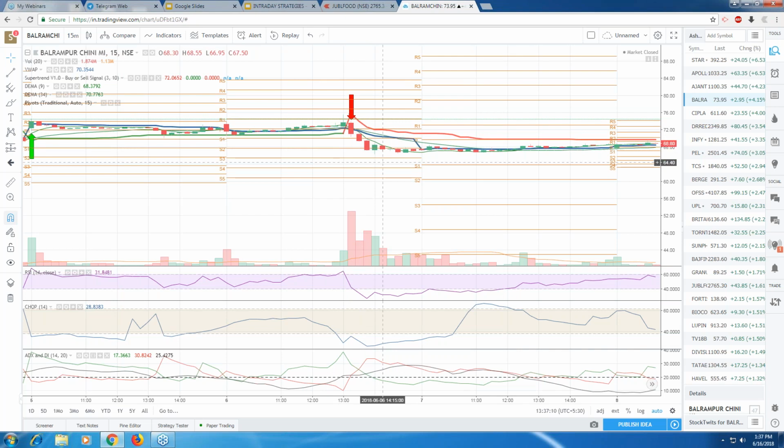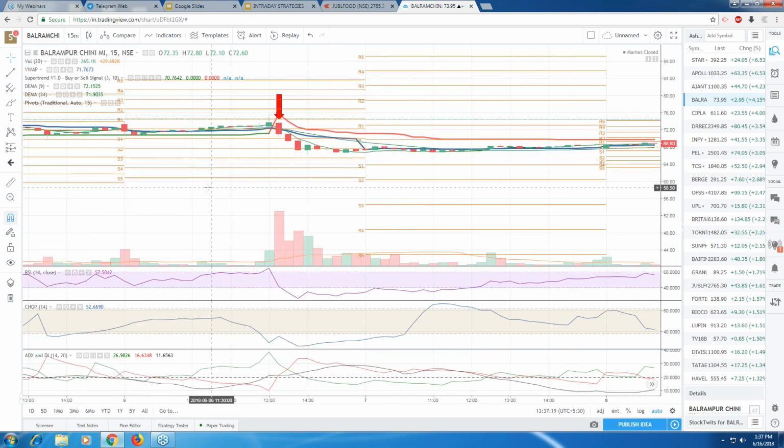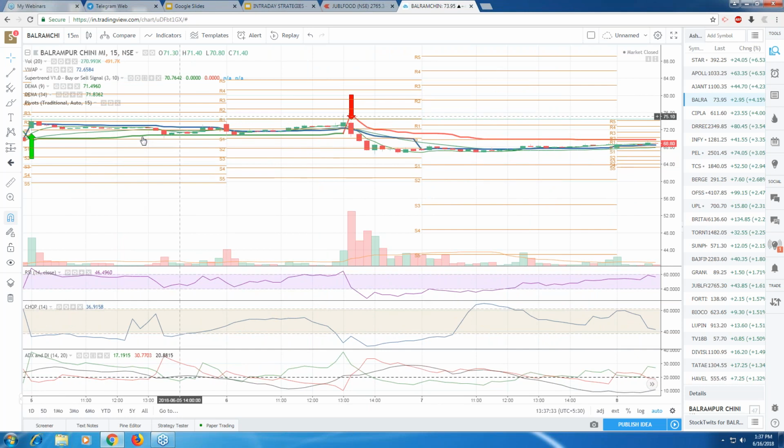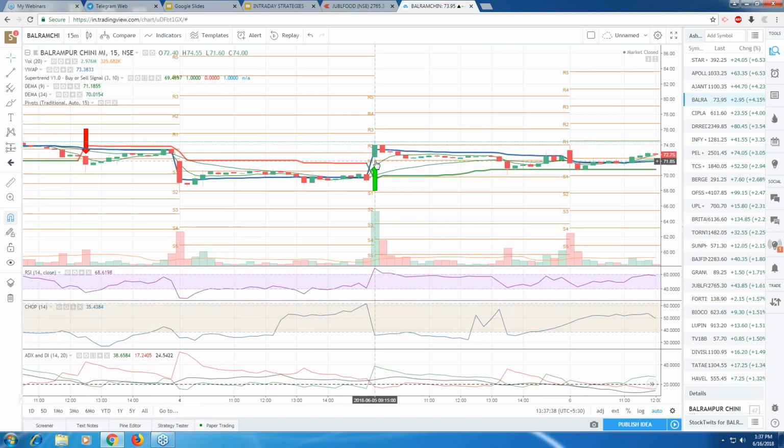Or maybe you can go up till the next pivot point. Look here, this particular one failed, right? It hit your stop loss after some time. But if you notice, the gap up is huge and the first candle is huge. Keep in mind Balrampur Chini is a small valued stock, and I'm sure it must not be in the percentage gainers.